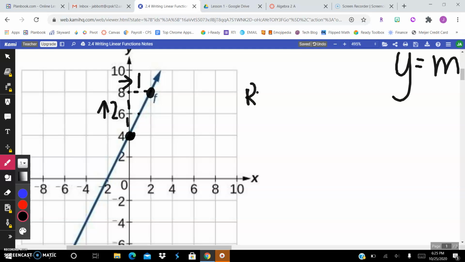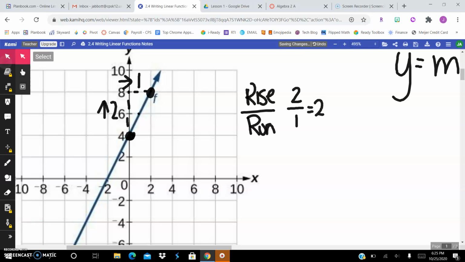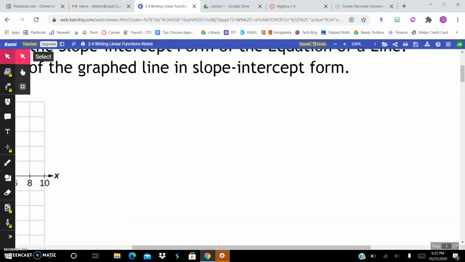So if you remember, we talked about rise over run. And rise is up or down. And if you go up, it's positive. So in this case, I went up 2, so that's going to be a +2. And then the run is to the right 1. And if I go right, that's positive as well. If I went to the left, that 1 would have to be negative. So I end up with 2 over 1, which then simplifies down to 2. So my slope is 2.